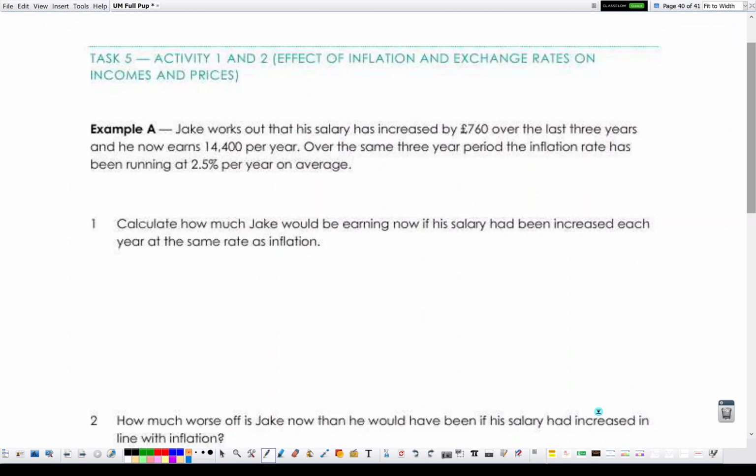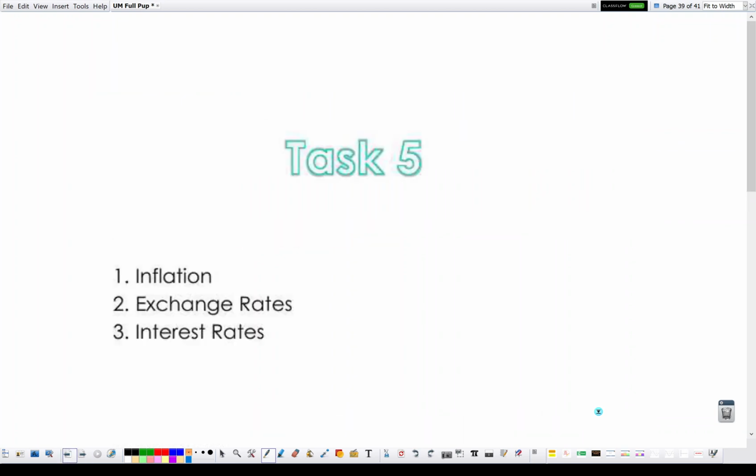Okay, so we're on to task number 5 in the Understanding Money unit of Personal Finance. This is the final task of the whole unit and the whole course, and it is all about inflation, exchange rates, and interest rates. These are things that are put onto our money that affect how much we get, and they're constantly changing. So inflation is to do with the general cost of things.